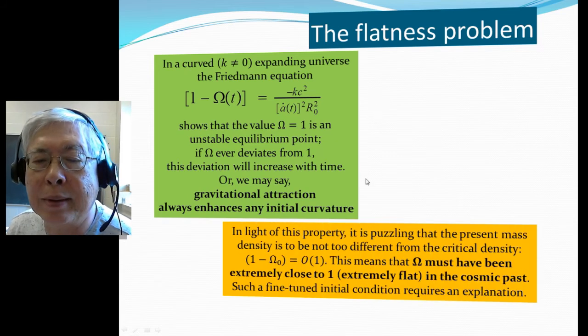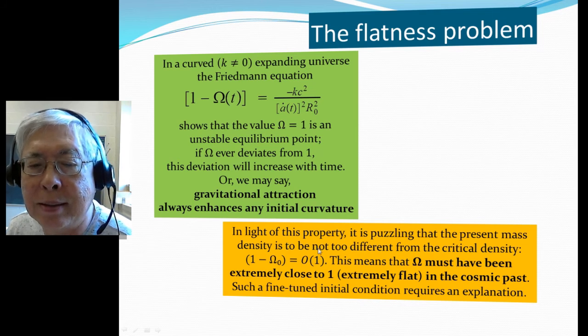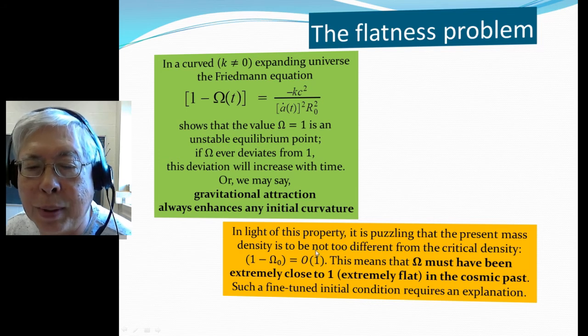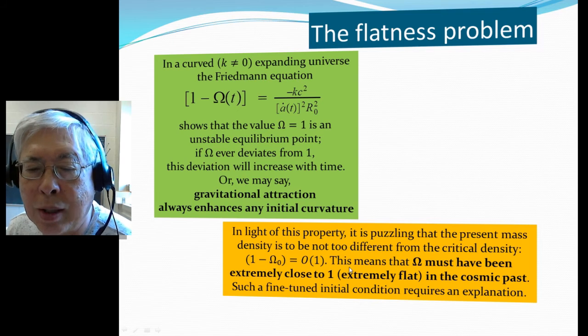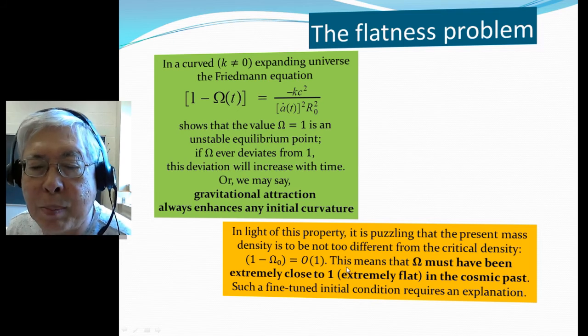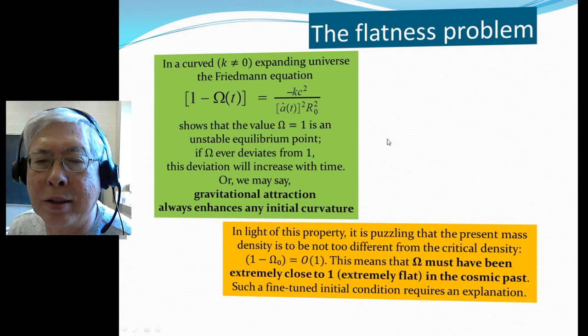In light of this, the property is puzzling. At the present time, the mass density is not too far from the critical density. Right now 1 minus omega is order 1 or 0, but anyway, it's very close. It's not a big number. This means omega must have been extremely close to 1, extremely flat in the cosmic past. Such a fine-tuned initial condition requires an explanation. Why is the universe in the past so flat?